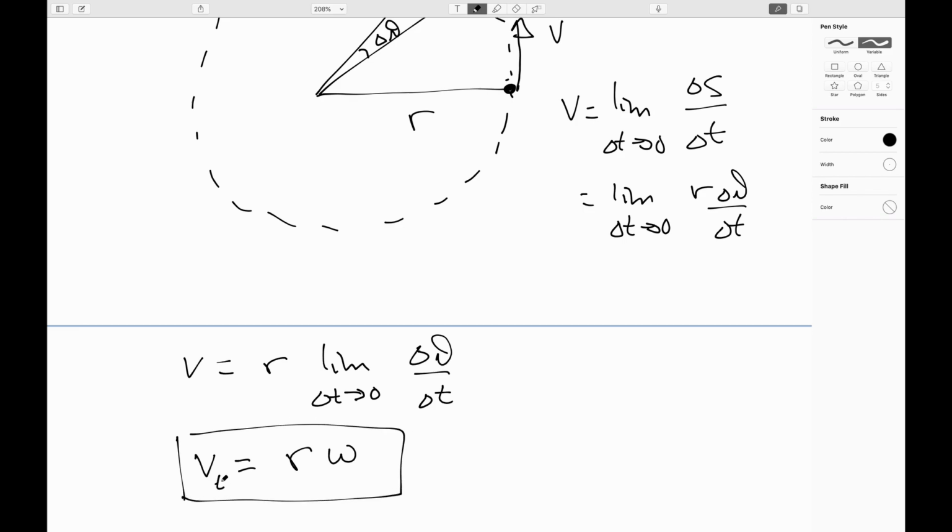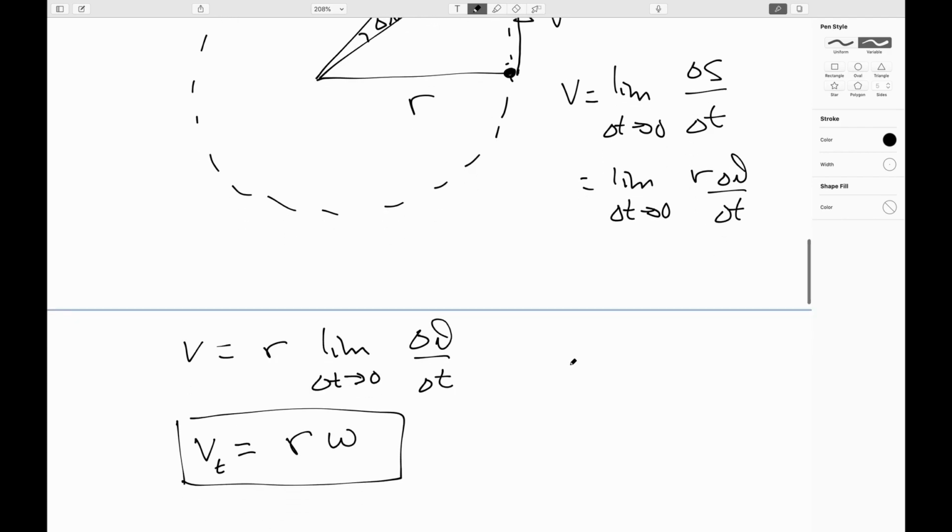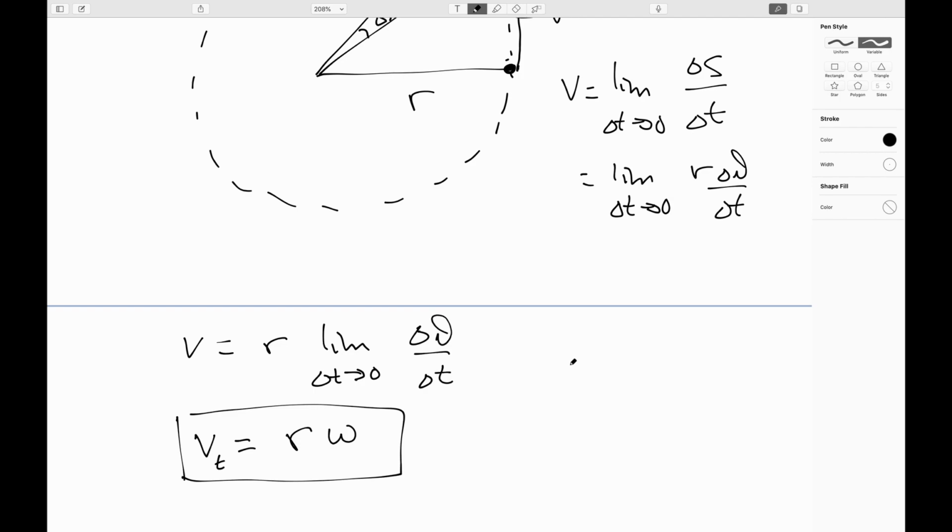And some books will put a little sub t here for tangential at this point. And this gets called the tangential velocity, which it really should be called the tangential speed. But for whatever reason, people call it the tangential velocity, even though it's just the magnitude, so it should be the speed. But there you go. People are weird that way.